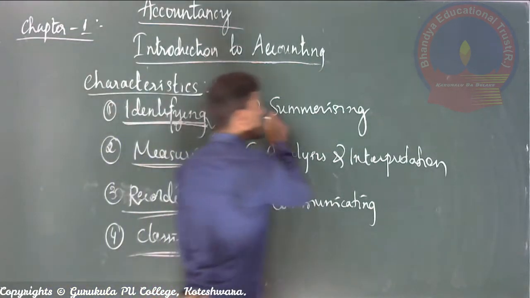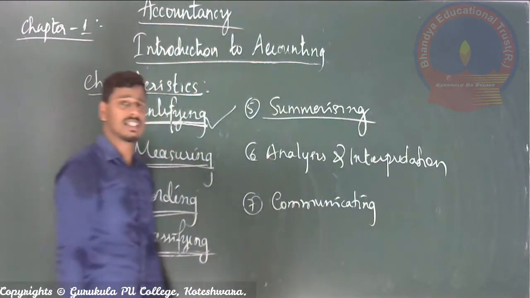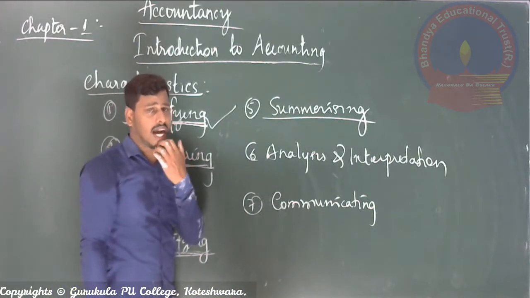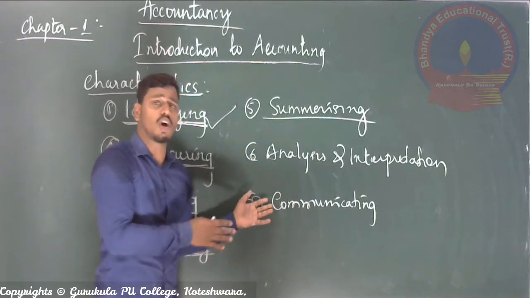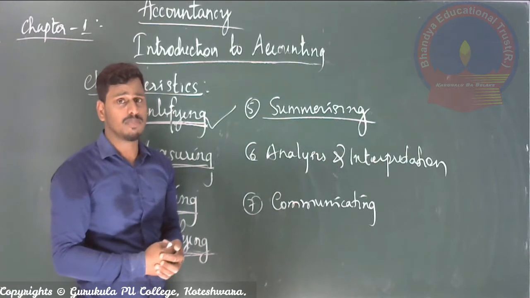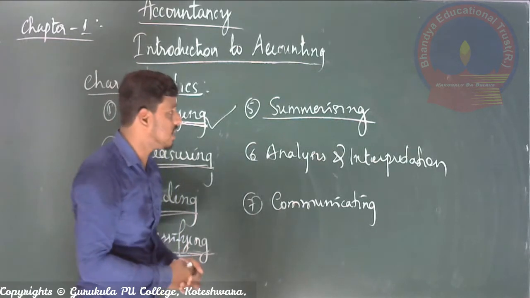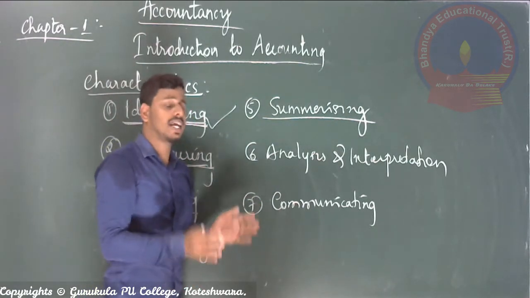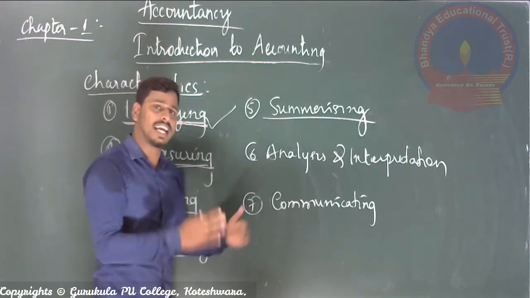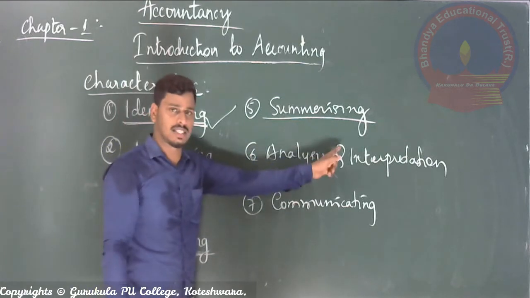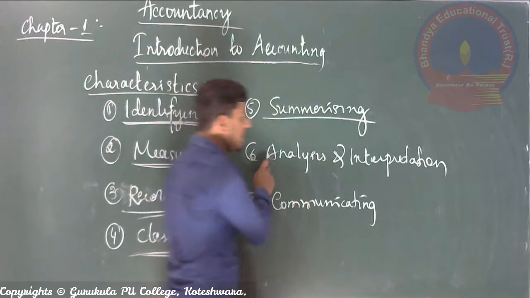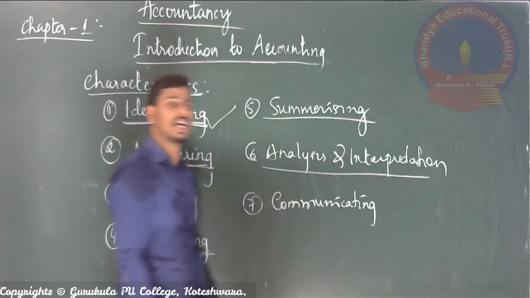Once classification, or grouping of activities according to similar nature, is done, next is summarizing. Summarizing is needed because if there are n number of transactions, it is not possible to take all of them at the last day, at the time of finding the profit or loss. So for that reason, we make a summary, a short form of the various activities recorded in the initial stage, called summarizing. Once summarizing is done, then immediately comes analysis and interpretation.